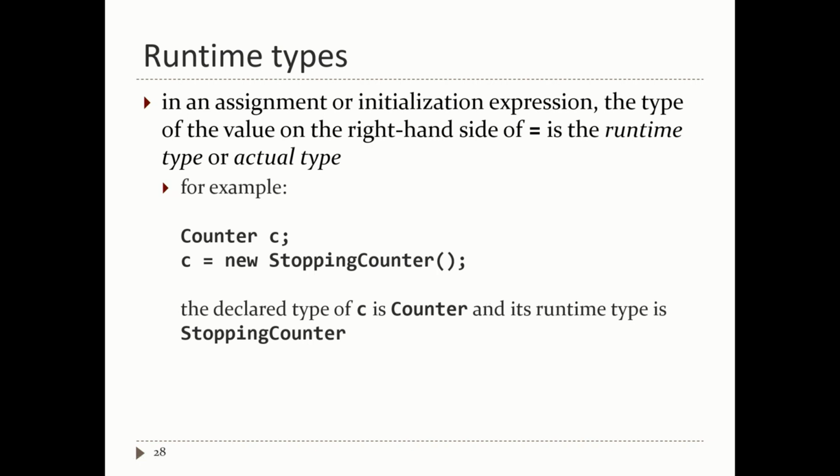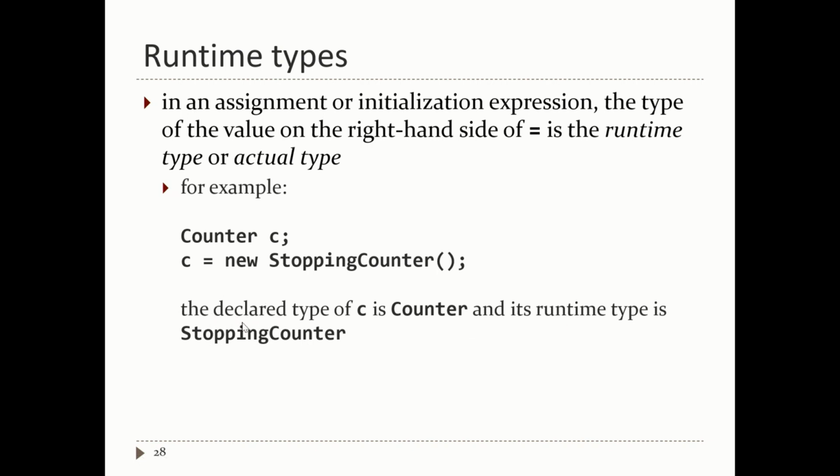Okay, now what about the type on the right-hand side? On the right-hand side, we know that we can store an object that's a subtype of the declared type. So in C, I can store a StoppingCounter. In an initialization statement or an assignment statement, the thing on the right is the runtime or actual type of the object. So C's declared type is Counter, but its actual type is StoppingCounter. Actual type or runtime type.